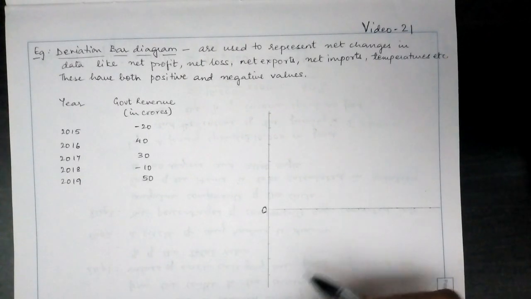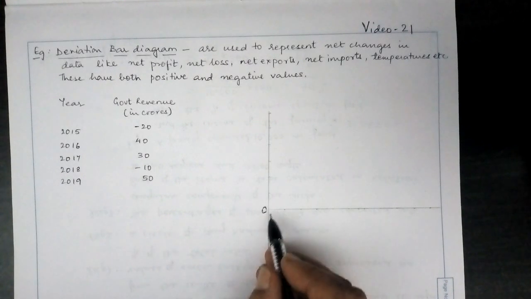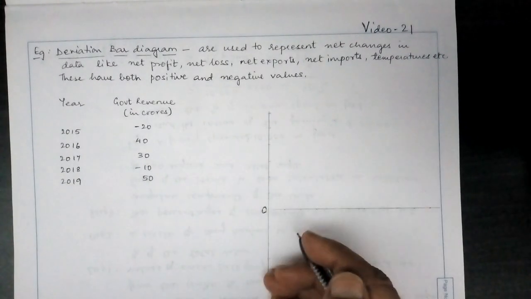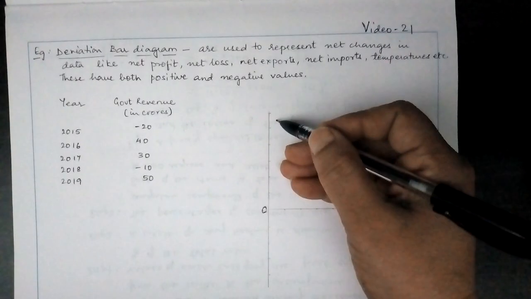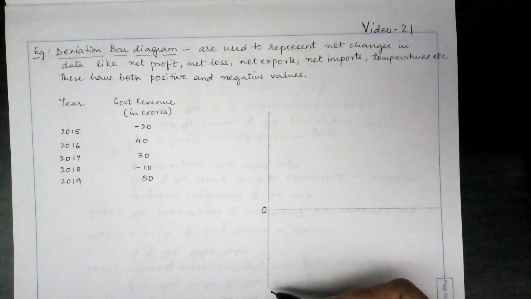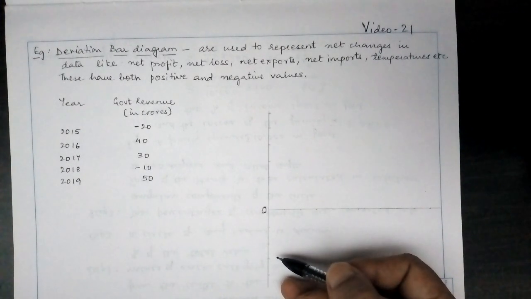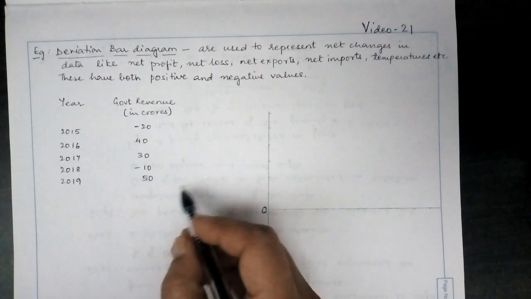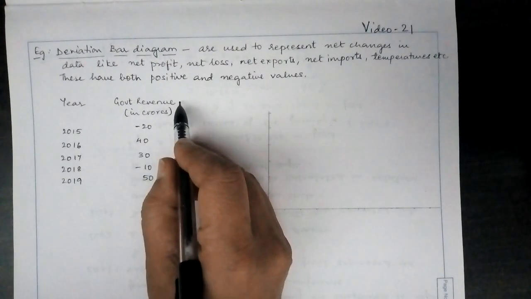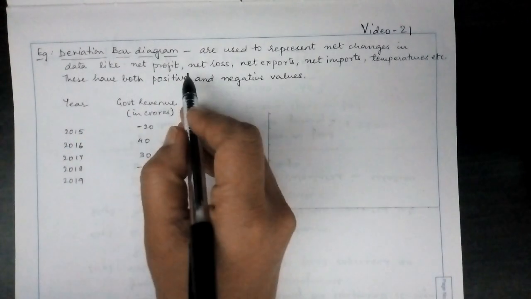This you know because you have been drawing graphs, and on a graph on the x-axis the right side is positive and left side is negative, whereas on the y-axis the upper end shows us the positive values, whereas the lower half below 0 shows all the negative values. Now let's try to solve a problem. Now we have to represent this data in the form of a duodirectional or deviation bar diagram.